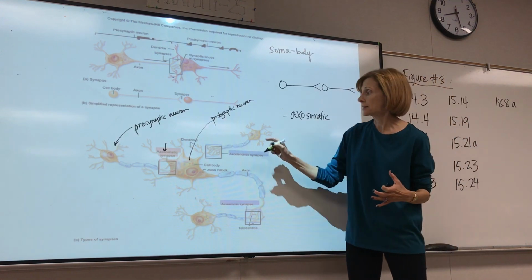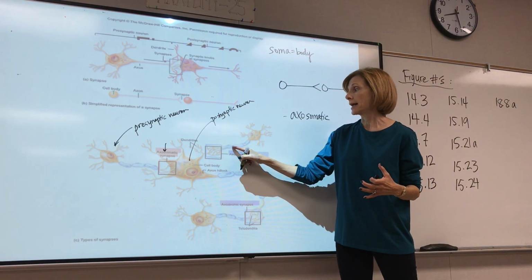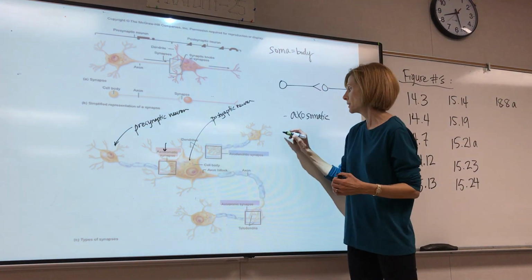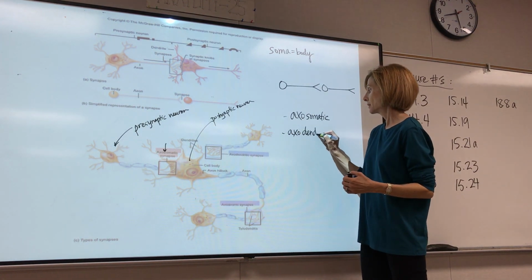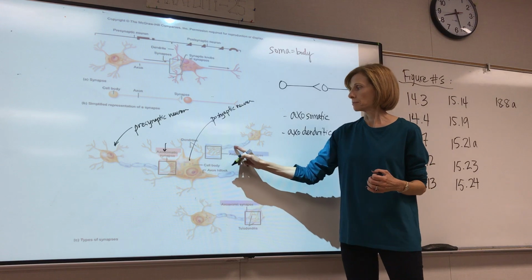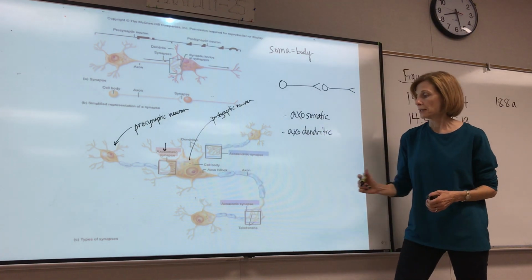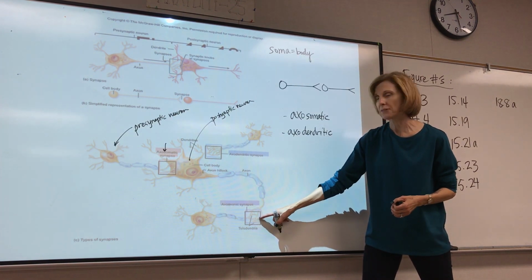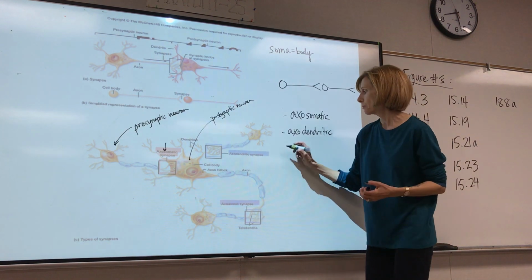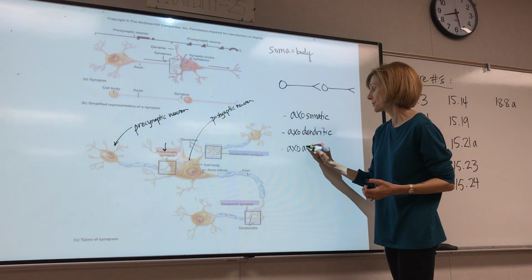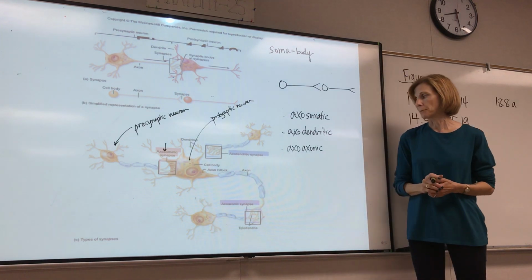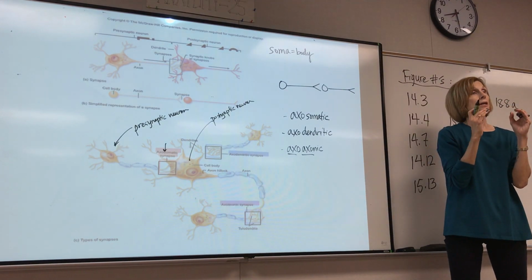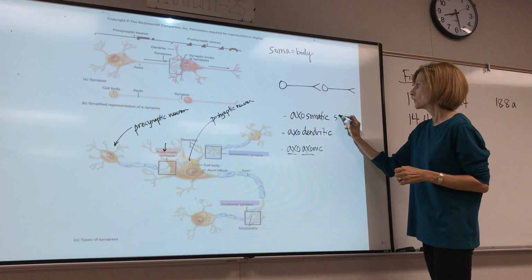Another possibility is, notice here, this presynaptic neuron's axon is synapsing on the dendrites of the postsynaptic neuron, so this would be an axodendritic synapse, right, between the axon and the dendrites. And then finally, this axon is synapsing on the axon of the postsynaptic neuron. This is kind of a rare type of synapse, but they do happen. So this is called an axoaxonic synapse between the two axons. Okay, so these names just tell you where the synapse is occurring. Okay?